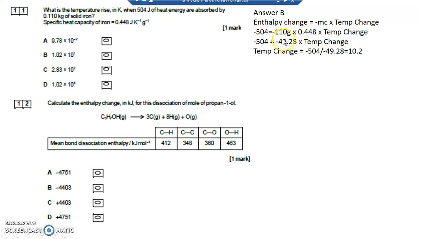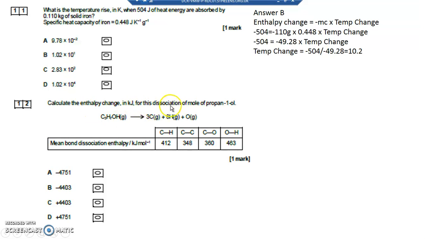I'm going to multiply these two out now. So minus 504 equals minus 49.28 times temperature change. So temperature change is minus 504 divided by 49.28, which is 10.2. 10.2 is 1.02 times 10 to the power of 1, so the answer is B.